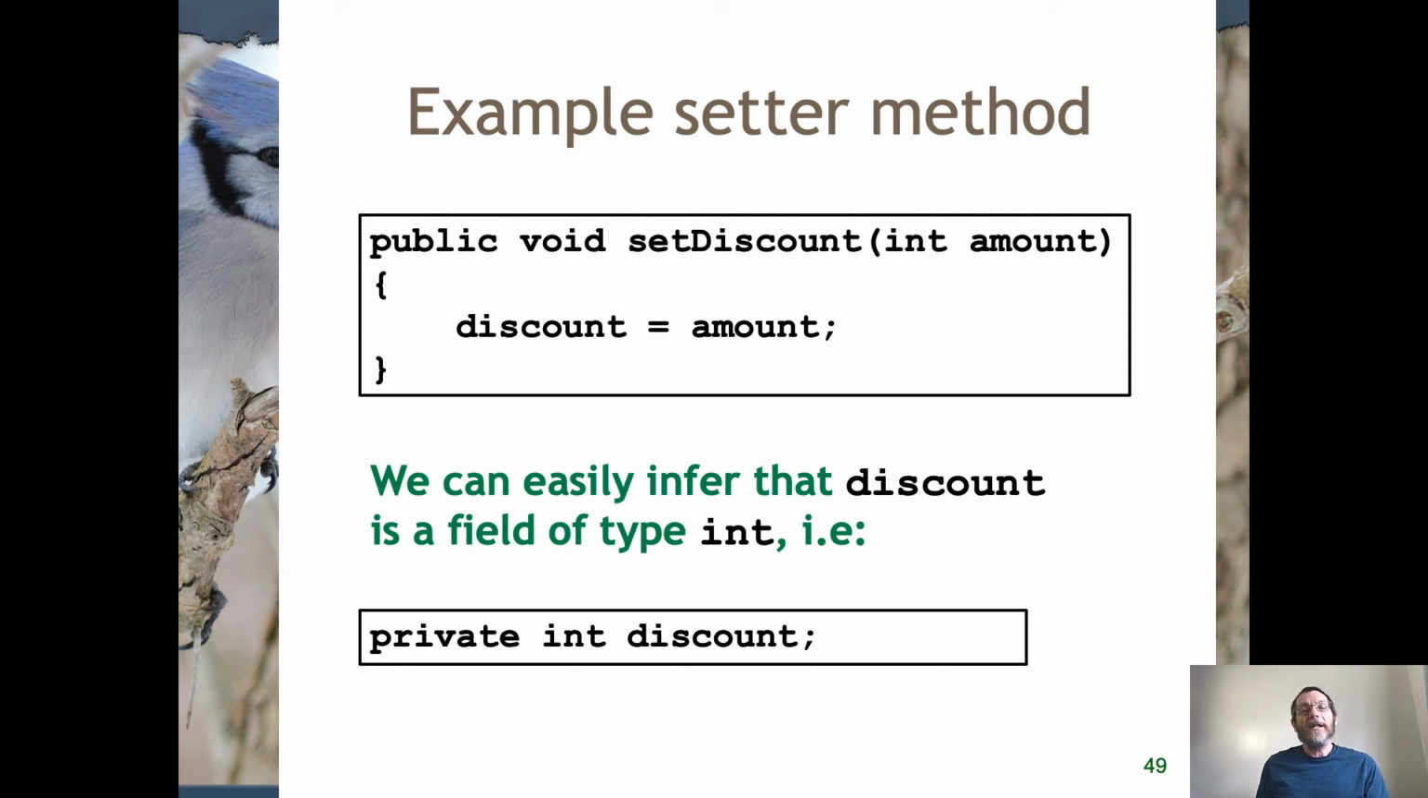So for instance, here's an example setter method. It's got a void return type. It's called setDiscount, so we can infer that it's being used to set the value of a field called discount. It's taking an integer parameter, so we can infer that the type of the field is int. And then a single assignment statement, taking the parameter value on the right-hand side of the assignment, assigning to the variable on the left-hand side, which is the name of the field. So we can easily infer that the field must be private int discount. All of the clues are there in the definition of the setter method.